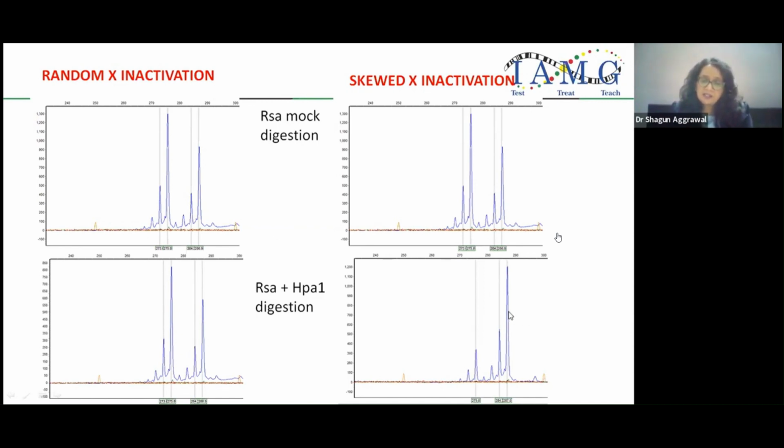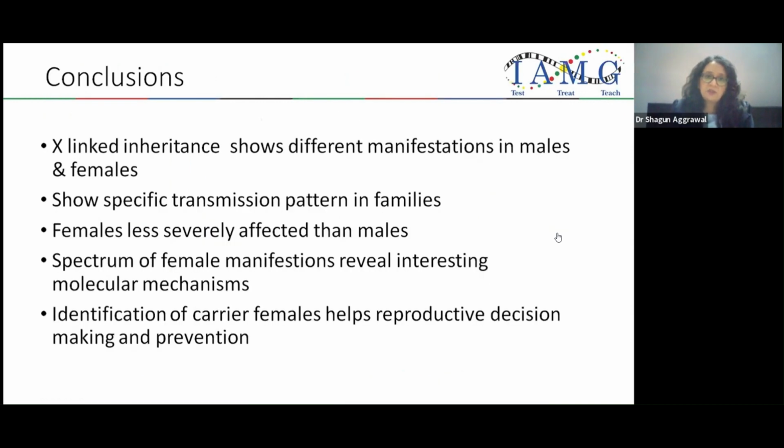Whereas if there's skewed inactivation, as can be seen here, there is loss of one of the chromosomes, which is basically methylated. Due to this digestion, the peaks from that chromosome are lost, and we see peaks from only the remaining X chromosome. So the difference in the height of these two peaks indicates that there is skewed X inactivation. Besides this restriction enzyme based assay, there are certain other assays which can be used to study skewed X inactivation if you have a female manifesting an X-linked recessive condition.